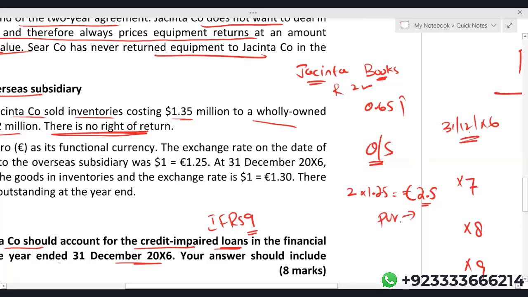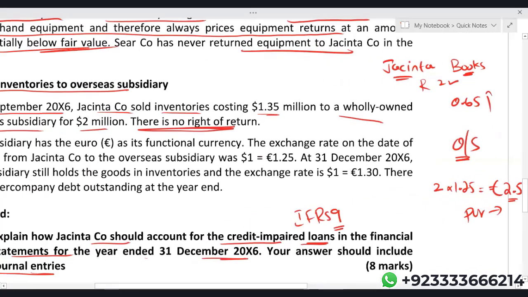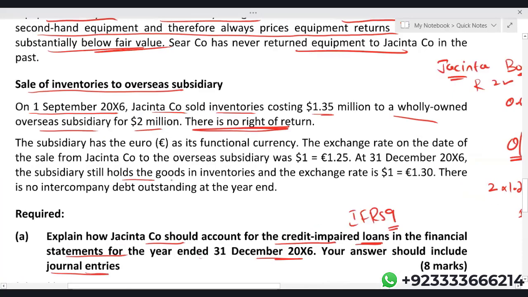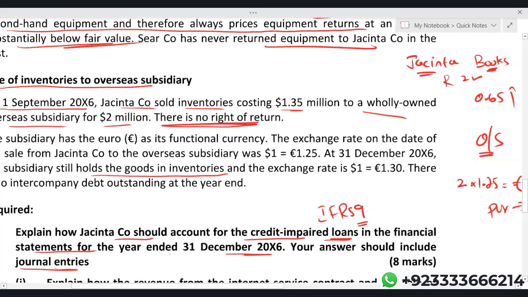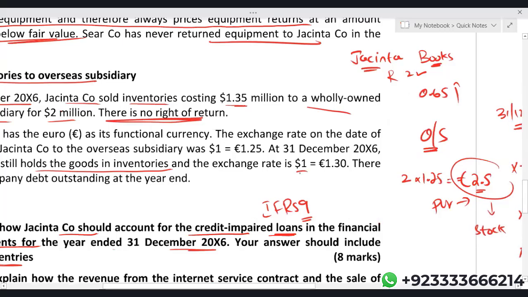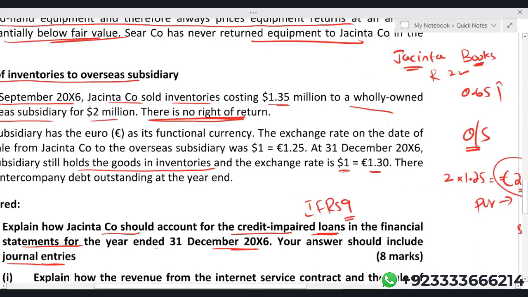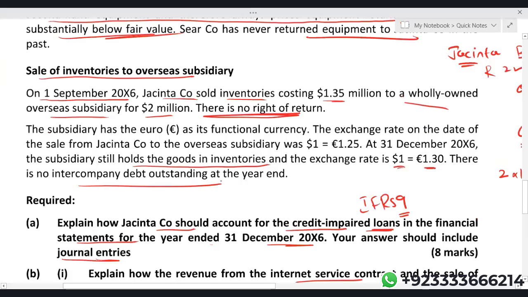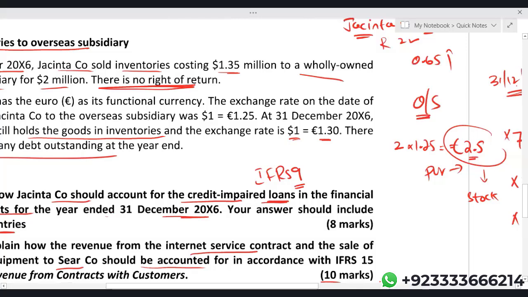Purchase price is 2.5 million. Now what? At December X6, the subsidiary still holds the goods in inventories. This euro 2.5 million will be in the stock. Year-end exchange rate is $1 equals 1.3. There is no intercompany debt outstanding at the year-end. A very important point: there's no payable, there's no receivable. They have settled that. Now group accounts.